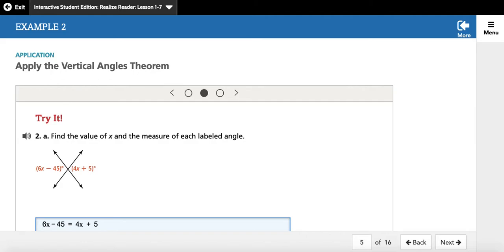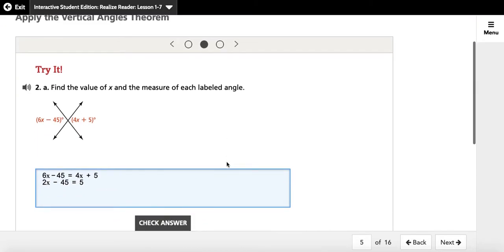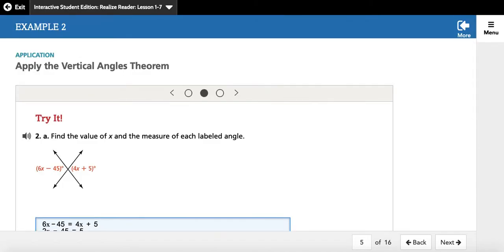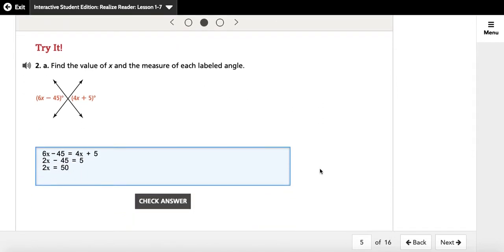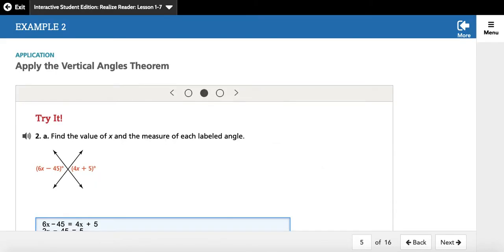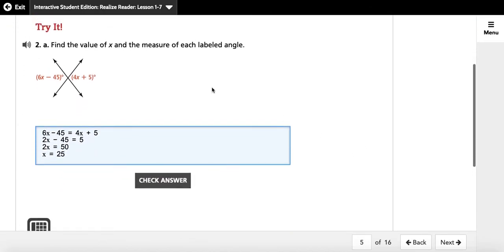I'm going to subtract 4x from both sides. When I subtract 4x from both sides, I get 2x minus 45 equals 5. And then I'm going to add 45 to both sides. It's going to go off the screen, I apologize. When I add 45 to both sides, I get 2x equals 50. Then I divide both sides by 2. When I divide both sides by 2, I figure out what x is. X is 25.